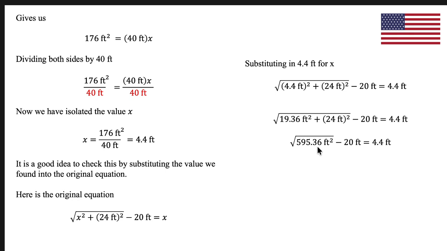19.36 square feet plus 576 square feet is 595.36. And we take the square root of that, and then we subtract 20. The square root of that is 24.4. Subtract 20, and we get 4.4. Bingo.